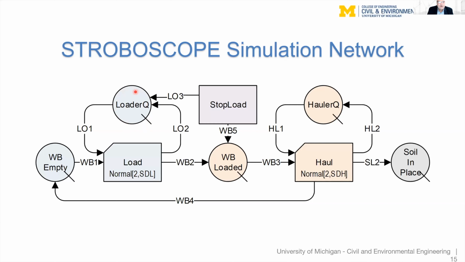And the necessary resources are in the preceding queues. Here we have the loader queue that has one laborer. And here we have the wheelbarrow queue where we initialize the two empty wheelbarrows at the beginning of the simulation. And over here, the haul activity cannot start unless there is a wheelbarrow in wheelbarrow loaded, and we have a laborer in hauler queue.